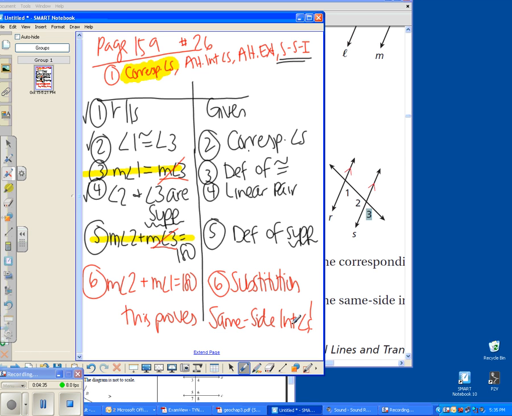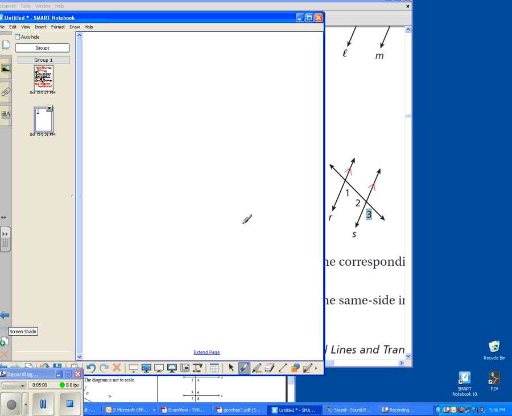So in the future we can use this in a proof. If you notice, if we have parallel lines, we can say same side interior angles are supplementary. Hooray! And that's what they wanted us to do for proof number 26 on page 159. That's one type of proof you might have on your test. Another type of proof is on page 167. So if you go to page 167 in your textbook, you'll see another type of proof.